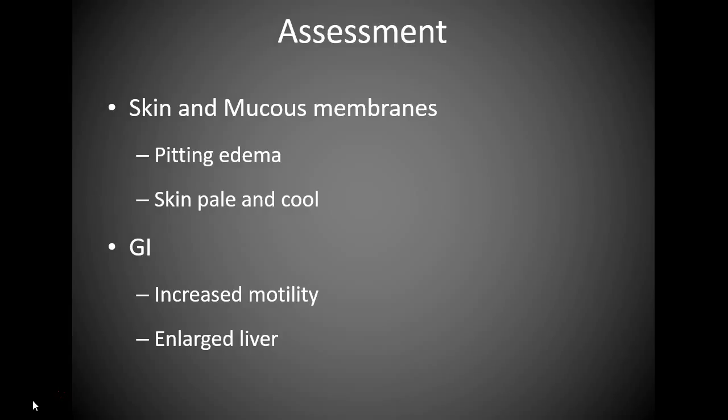So for skin and mucous membranes, you're going to find pitting edema. At that point, the fluid has gone from your vascular system into the intercellular or extracellular spacing, and it's now going into the third space, which is obviously edema. The skin is going to be pale and cool. For GI, you're going to see increased motility, which is basically stomach cramping. The book says you can assess an enlarged liver. They do show a diagram in there. I haven't in my career ever been able to really assess a good enlarged liver, but keep that in mind.